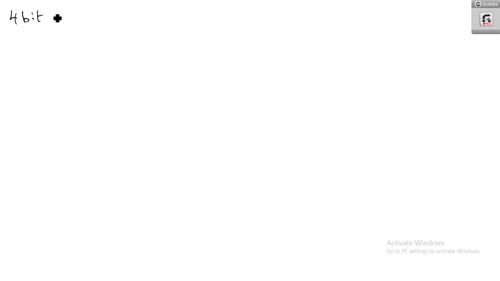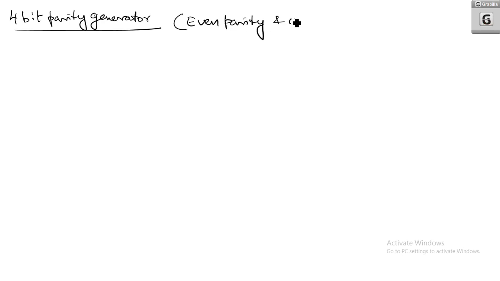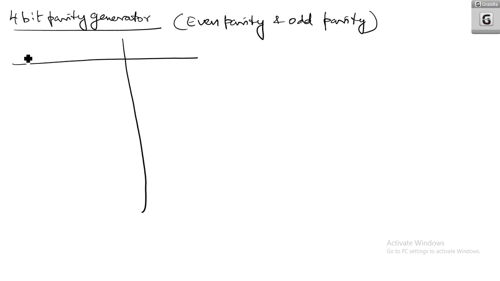4-bit parity generator. Here I will explain both the even parity generator as well as the odd parity generator. Now here I am having a 4-bit input data, so the data I am having is D0, D1, D2 and D3. Now what is the even parity bit, and if it is odd parity, it becomes the odd parity bit.